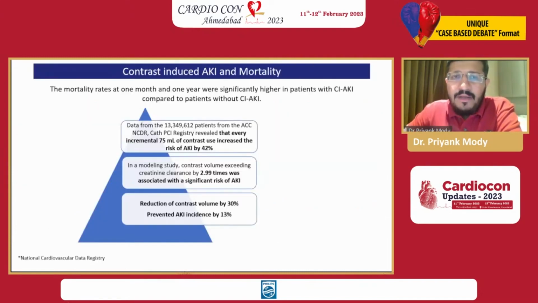If you see the data, the mortality rates at 1 month and 1 year were significantly higher. An incremental use of 75 ml of contrast would increase the risk of AKI by 42%. The maximum, considering the GFR of this patient, would be 100 to 120 ml of dye that we are going to use.